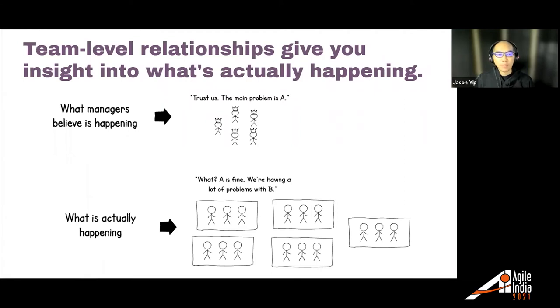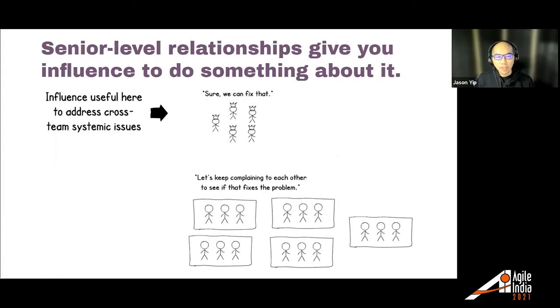However, from the principle, the idea is that you want both this team level thing as well as senior leader relationships. Why do you want the senior leader relationships? Because when you are dealing with cross-team systemic issues, you typically need senior level relationships to have influence, and the influence is necessary to change and address those things. What doesn't really work is if you talk to the teams and you identify the problem, and these are the broader problems, not problems that they can change on their own, and you don't have the influence to do anything about it because you have no senior level relationships.